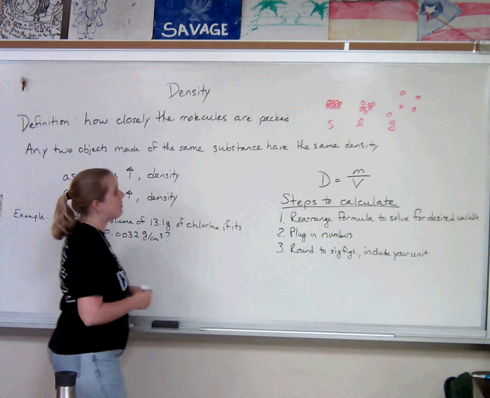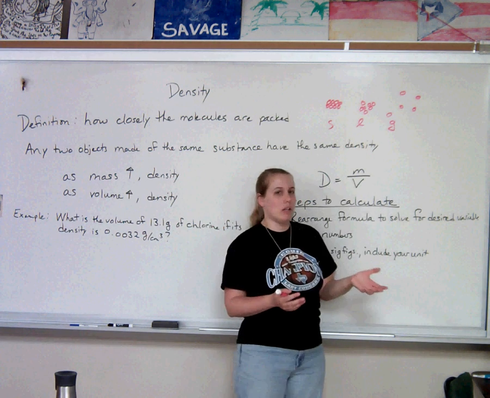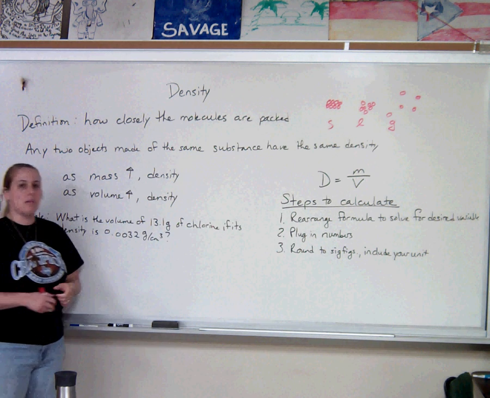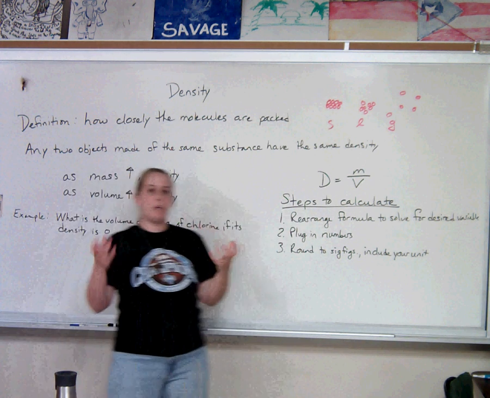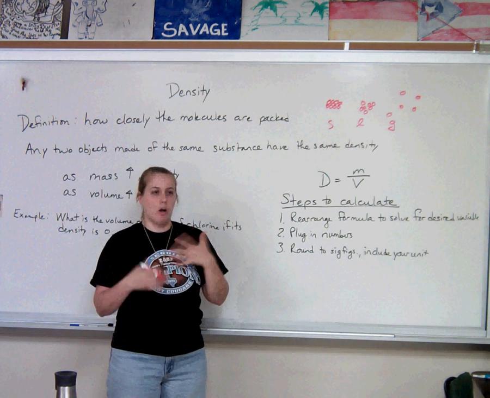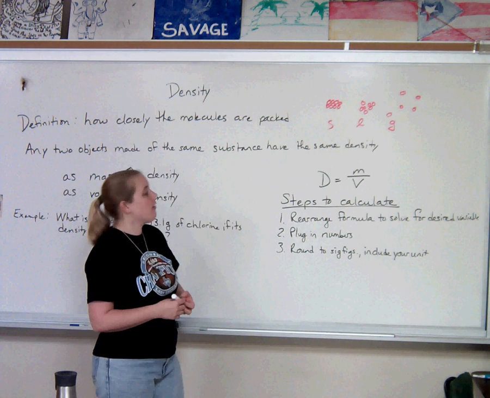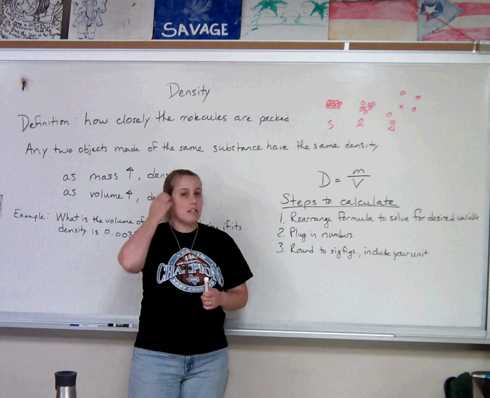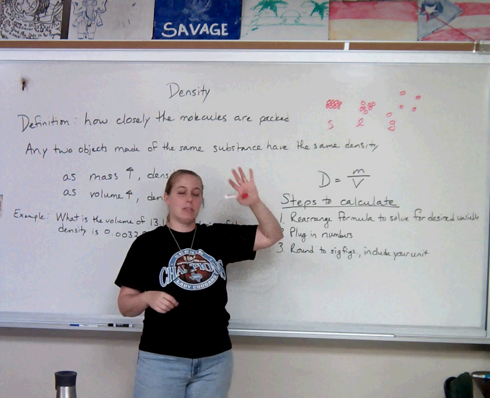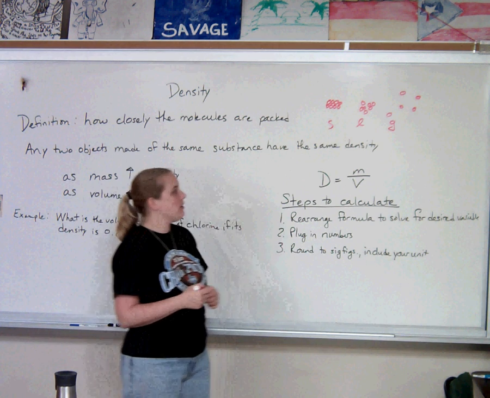What's in between these molecules in the gas? Nothing. Empty space. That's how it can be less dense. Any two objects made of the same substance have the same density. So if you have two pieces of oak wood that are different sizes, they'll still have the same density. And that's why all pieces of oak will float in water, because the density is less than water. Every substance has a unique density, so you can identify substances based on their density. If you have a list of possible densities of different substances and you have an unknown, you can compare its density to that list and figure out what it is.